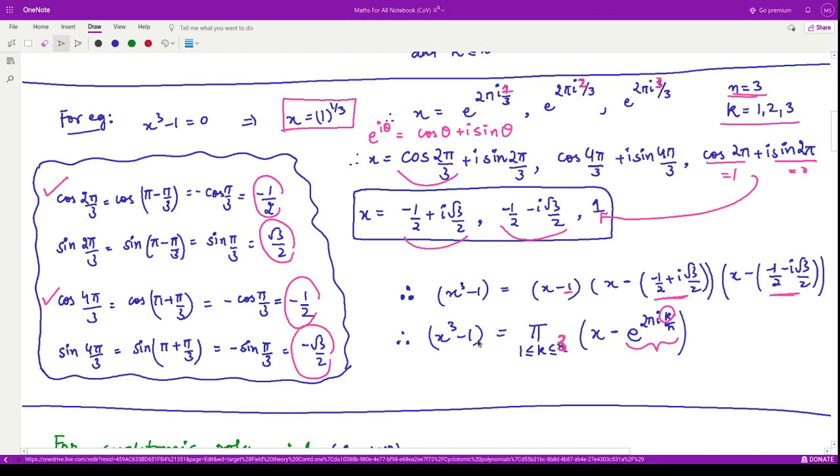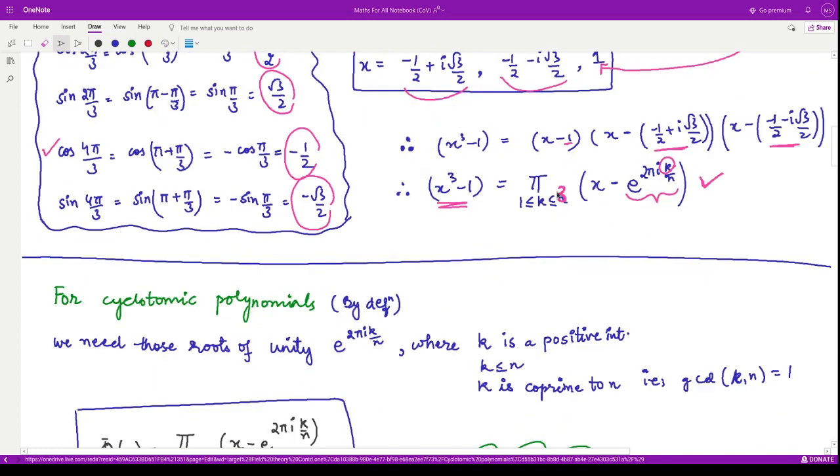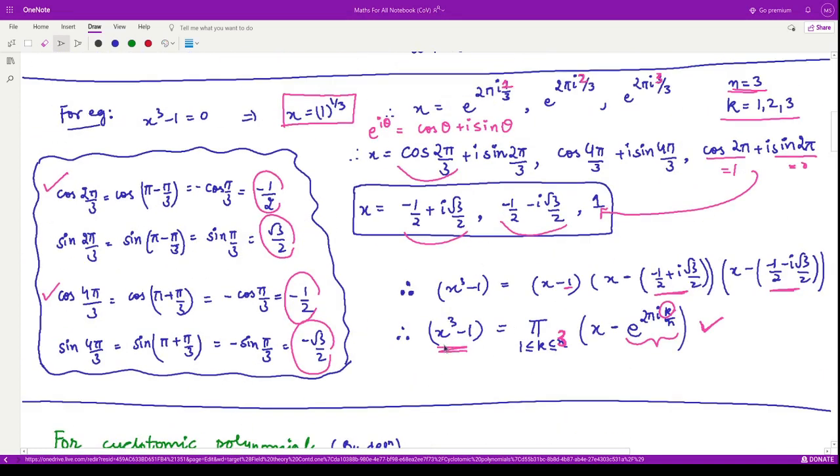So basically you can write any polynomial of this kind as the product of these. Now you saw that you can write any polynomial of this form as a product of some polynomials, where you write these polynomials as x minus some root of unity, right? So now when can you call these polynomials cyclotomic polynomials?